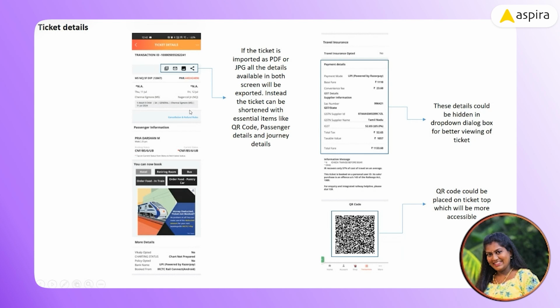So it takes time to scroll the ticket properly to see all the details, and also the resolution of the ticket is very low. So instead of that, only the essential items like QR code on top, passenger details and journey details can be shown. The code can be moved to the top, and these advertisements and all can be moved to the bottom. And this payment details can be hidden in a drop-down dialog box for better viewing of the ticket.